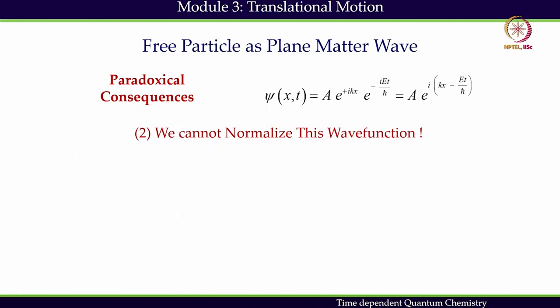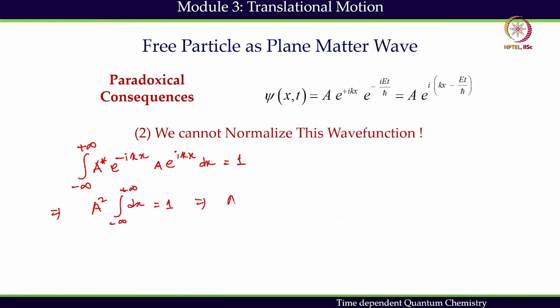Second strange consequence is the following. Let's normalize this wave function. For quantum dynamics, the first step is to use a normalized wave function, as we have been saying in the last module. So, this is the normalization condition. If we try to normalize it, what do I get? A square integral from minus infinity to plus infinity dx equals 1, which is giving me A equals 0.